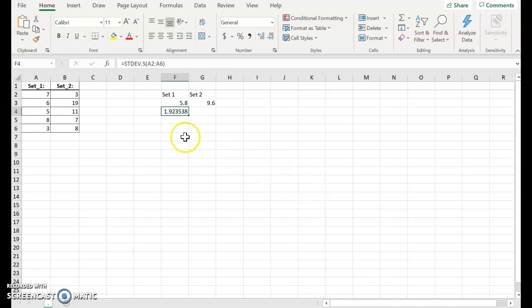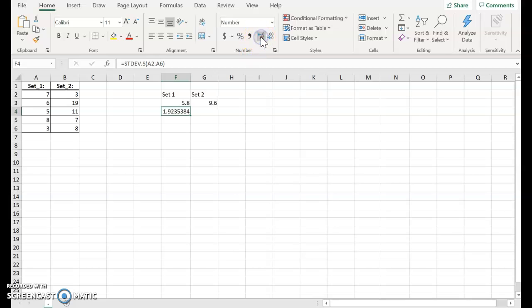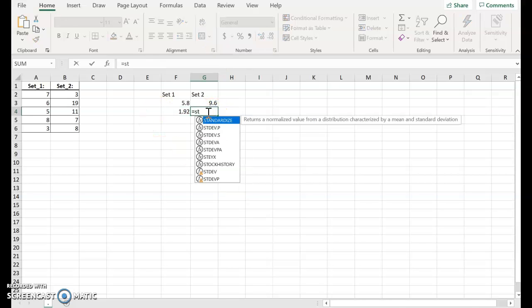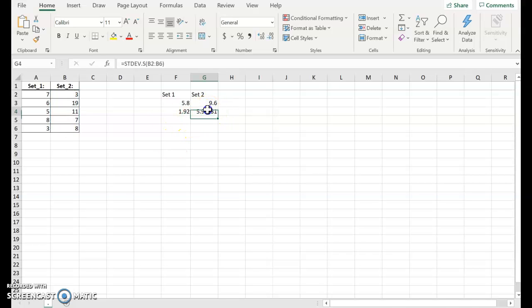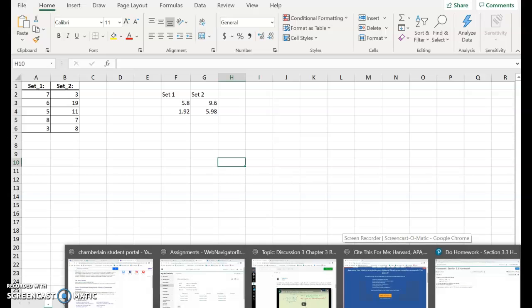But if you look in the example, it wants you to round this to 2 decimal places. So that's going to be 1.92. Okay, for set 2, 5.98. I'm going to go ahead and just let Excel do it. Alright, so let's check this and make sure that we're on the right track.